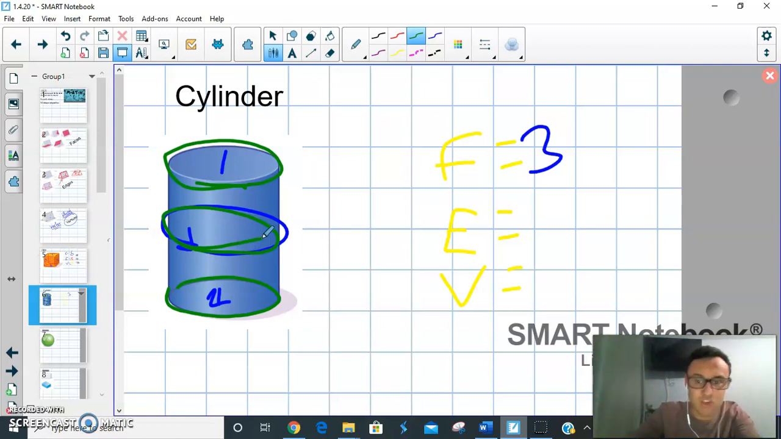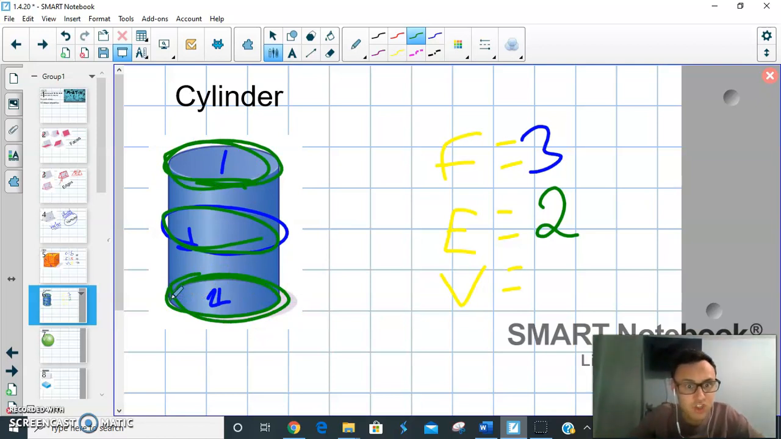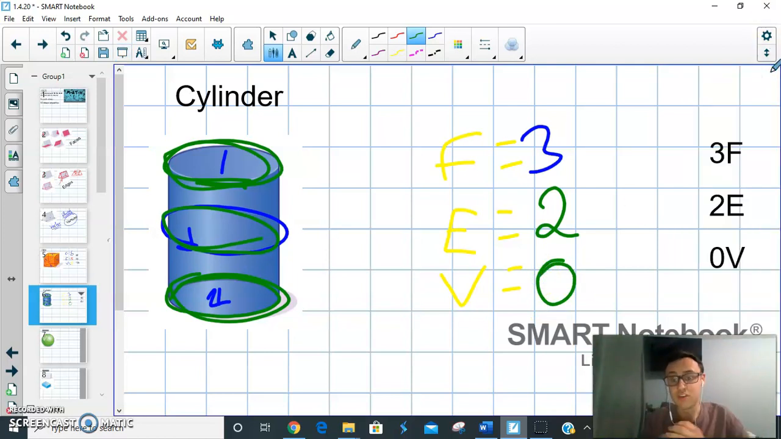So actually, it's only got 2 edges, which is that one and that one. How many points does it have? I can't see any points on that shape. Yep, it has 0 vertices. Okay, so it has 3 faces, 2 edges, and 0 vertices on a cylinder, sort of your baked bean tin.